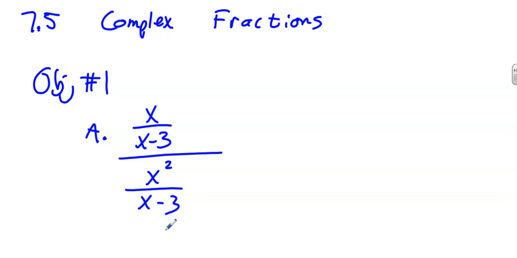So you start off with x over x minus 3, and then somewhere in there you're going to have the big part of the fraction bar and the over, so that's the numerator, and then your denominator is x squared over x minus 3.